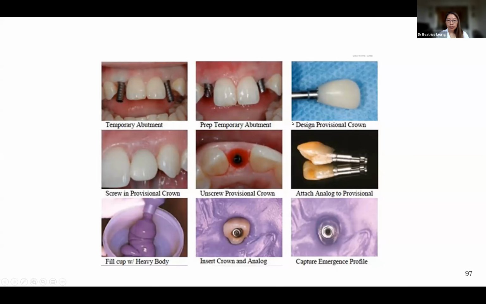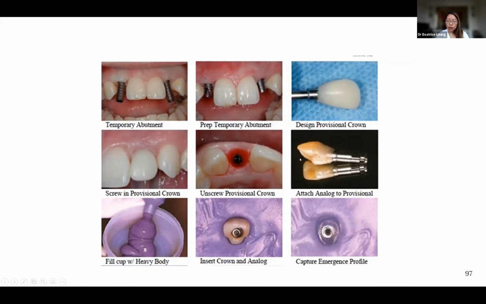Okay, so this is another case similarly. You have the patient with a temporary, the soft tissue has healed, the temporary crown is now connected to the analog. You inject here, they're just using heavy body impression material. I use bite registration material because it sets faster. Before it sets, you just embed the whole bottom portion, including the analog and the bottom half of the temporary implant crown. You let it set.